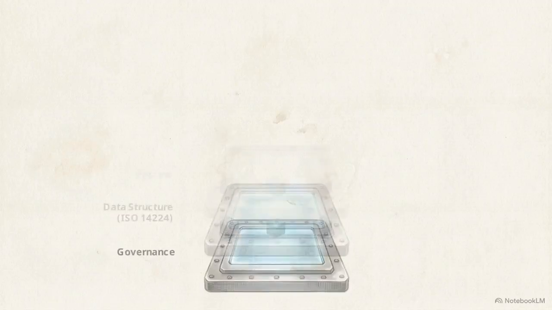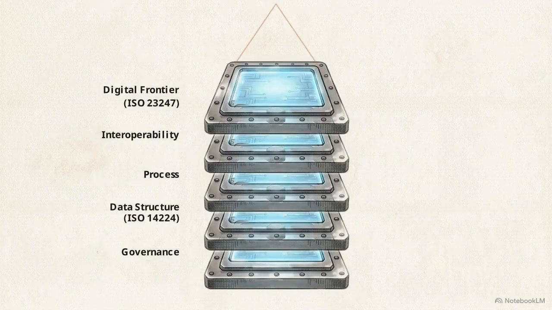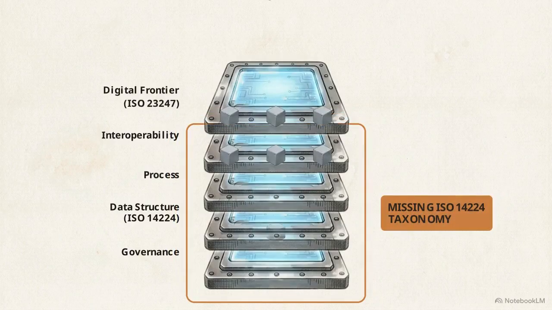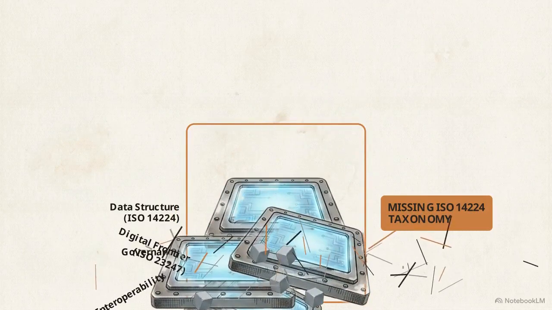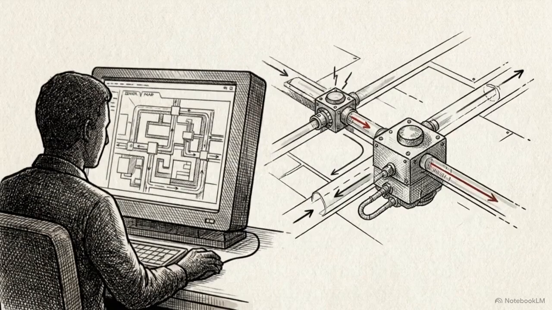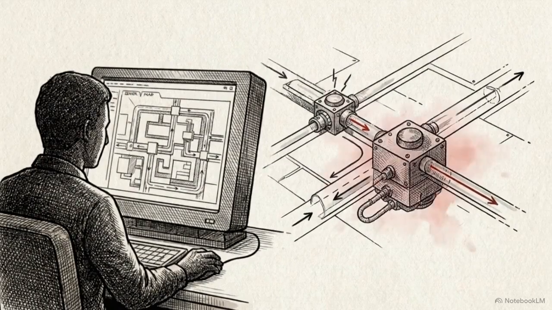We reach the top of the stack, the digital frontier, containing AI predictive models and digital twins. A digital twin built according to ISO 23247 will completely fail if it is not fed by the structured taxonomy of ISO 14224. Highly automated systems also introduce severe vulnerabilities.